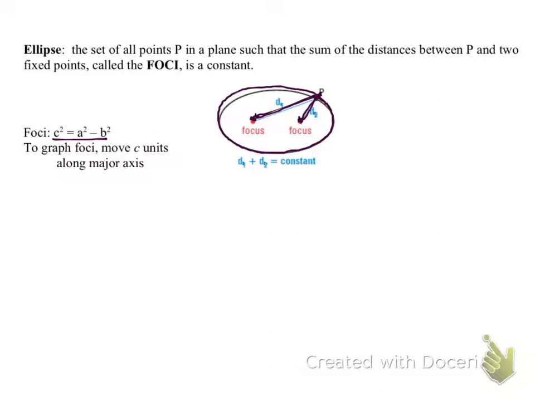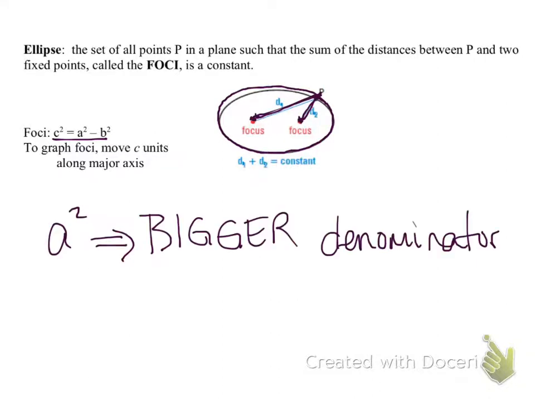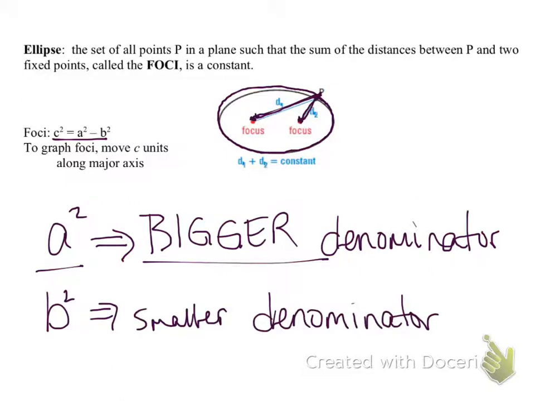But one thing to keep in mind is that our a squared is always going to be our bigger denominator. The other thing to keep in mind is that a squared being the bigger denominator is only the case in an ellipse. When we get to hyperbolas in the next lesson, our a squared isn't necessarily the bigger one. Our b squared, on the other hand, is always going to be our smaller denominator.